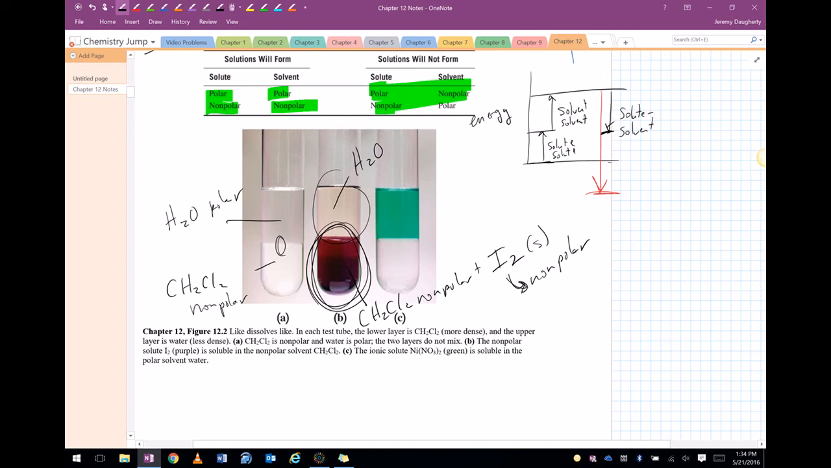Why? Because iodine is nonpolar. Water is polar. Like dissolves like. Those are not similar intermolecular forces. Therefore, they will not dissolve. They're not miscible or soluble. Miscible if it's liquids, soluble if it's not two liquids. Okay?